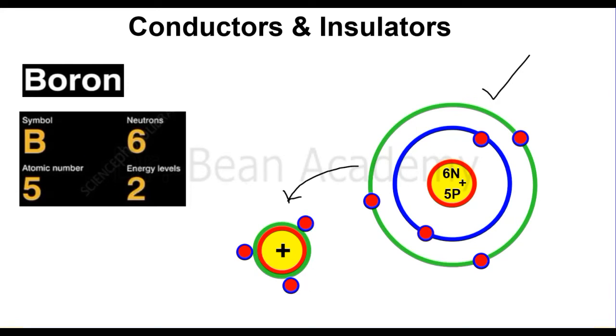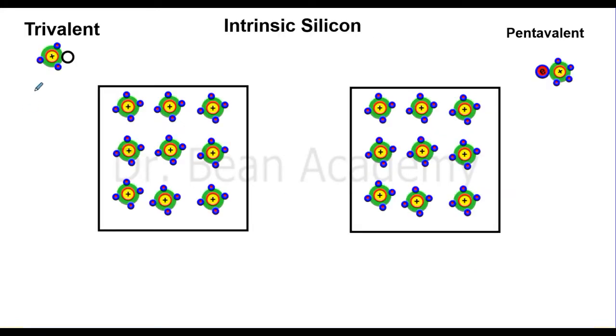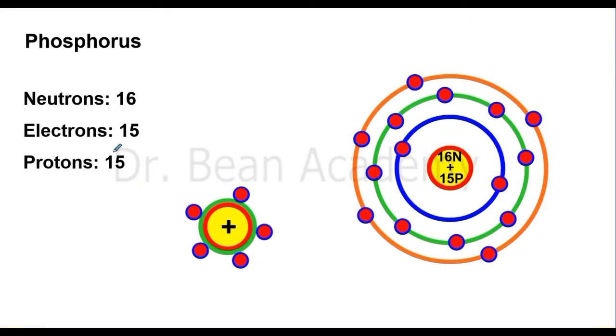So boron is a trivalent atom because it has 3 electrons in the valence shell. But boron is not the only trivalent material. There are some other materials as well. Similarly, the second case is that I can replace one or more silicon atoms with a pentavalent atom, because I have the choice. An example of a pentavalent atom is phosphorus.